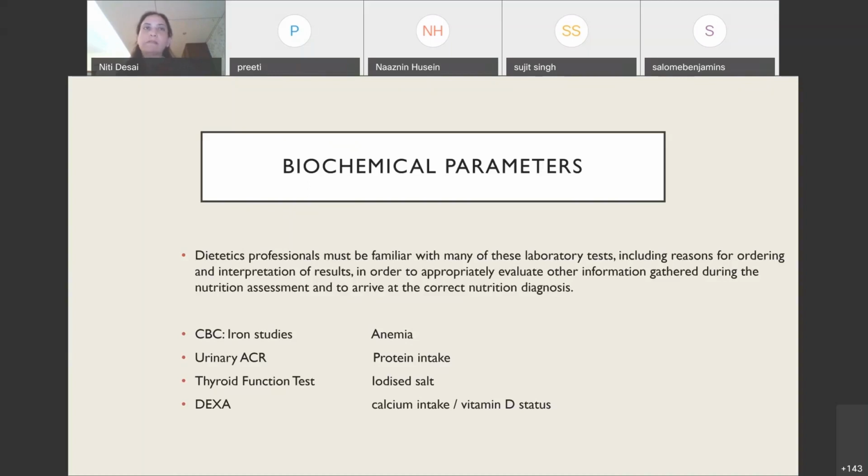For example, if you have a CBC in front of you and the iron studies, one should be able to identify whether it is iron deficiency anemia, whether it's just the B12 and folic acid which will do the job, or do we need to increase the iron intake through diet, or we need to think about iron supplements. For this, we need to be able to interpret CBC and the iron studies well. Similarly, if some patient comes in with an elevated creatinine, that should not be the judgment point for us to restrict the protein intake.